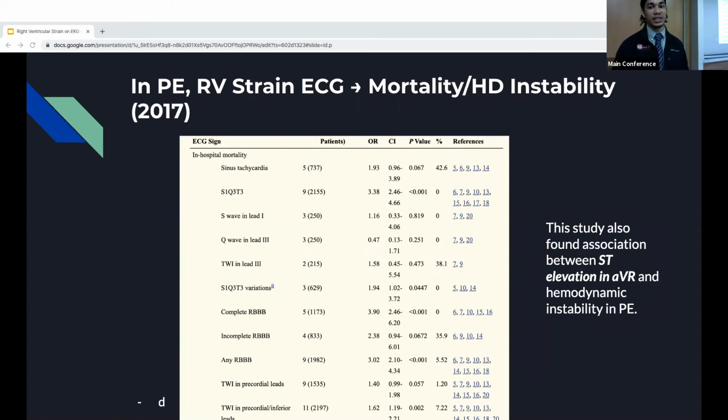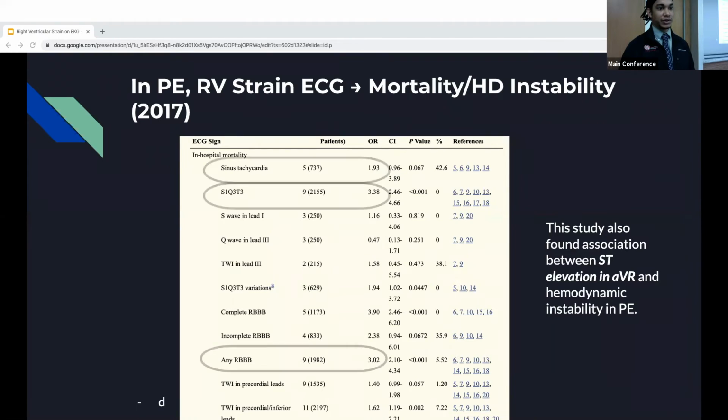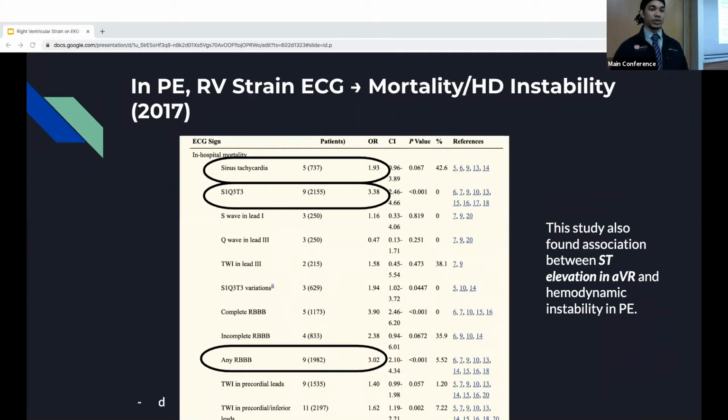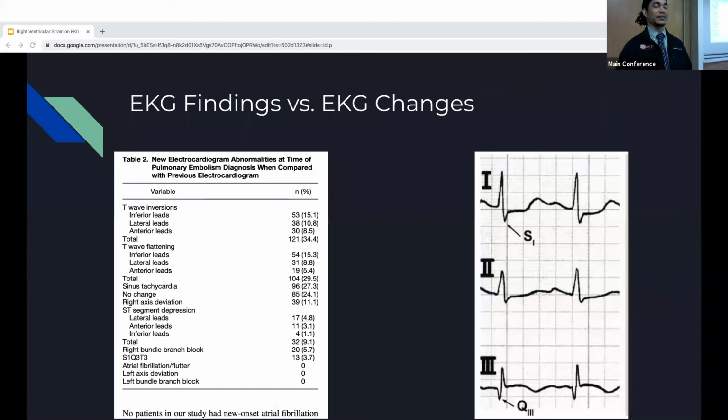However, in 2017, there was a clinical cardiology study that was pretty interesting, looking at odds ratios of each of these EKG findings and similar findings. Sinus tach, S1Q3T3, and any right bundle were associated with hemodynamic instability and PE. This study also noted in the discussion that ST elevation in aVR was associated with PEs as well. I'm saying all this to say these studies weren't very impressive and they weren't valid. The scores they developed weren't validated.